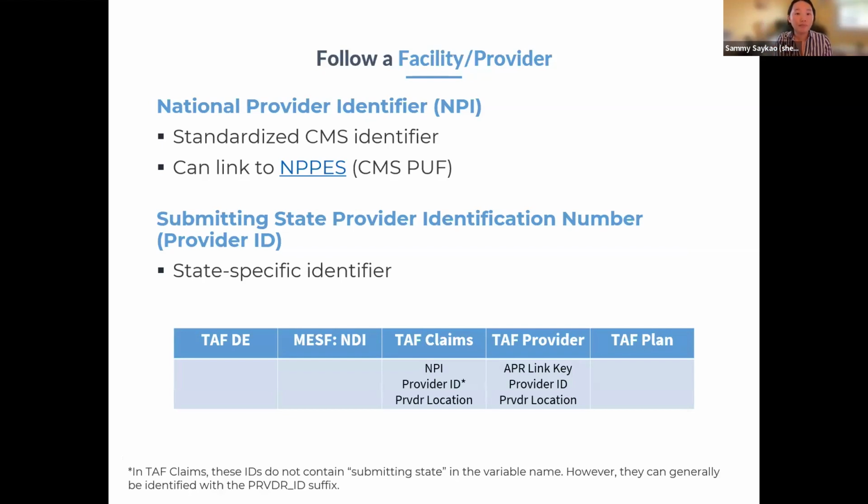This is a state-specific identifier and typically the one that is used in the TAF provider file to help you get around. In general, I do want to mention that when you work in TAF claims, the submitting state provider identification number typically doesn't say submitting state beforehand, like it does in the TAF provider file. Instead, you'll want to look for variables that have the PRVDR_ID, so provider ID suffix.